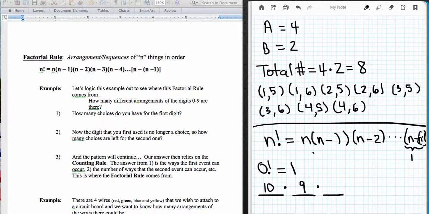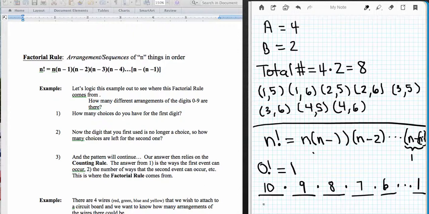And then the next one, well, I've already chosen 9 and 8, so now I only have 0, 1, 2, 3, 4, 5, 6, or 7 to choose from. There are only 8 choices. And then the next one, I've already chosen 9 and 8 and 7, so now I only have 7 choices. And this continues on down through all of the digits until I get to having only one choice left. I've chosen everything but 0, and 0 is the last one. And so that is factorial.